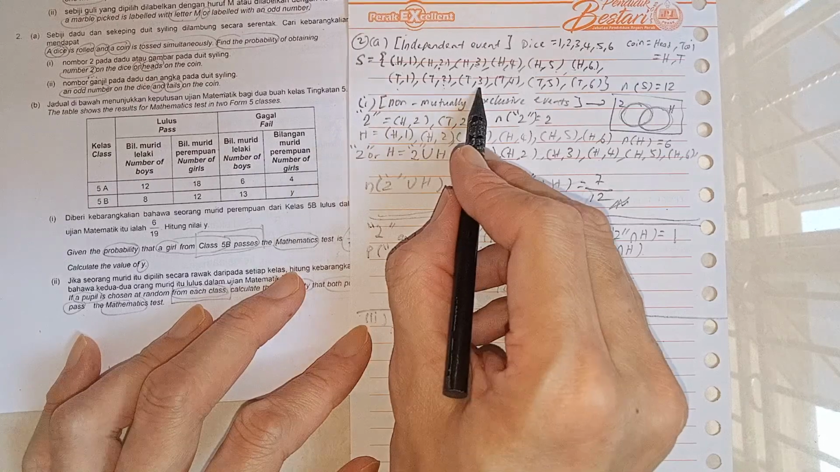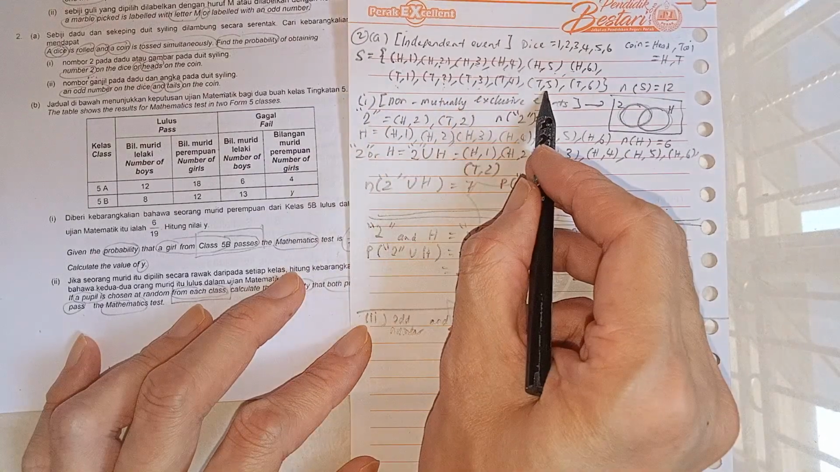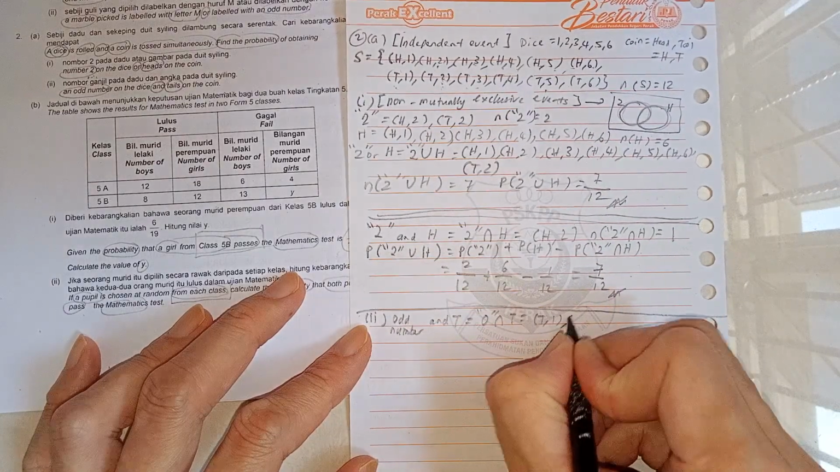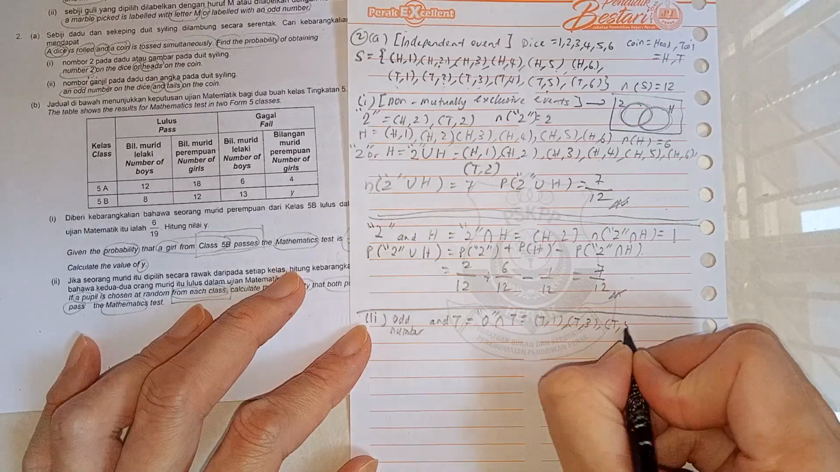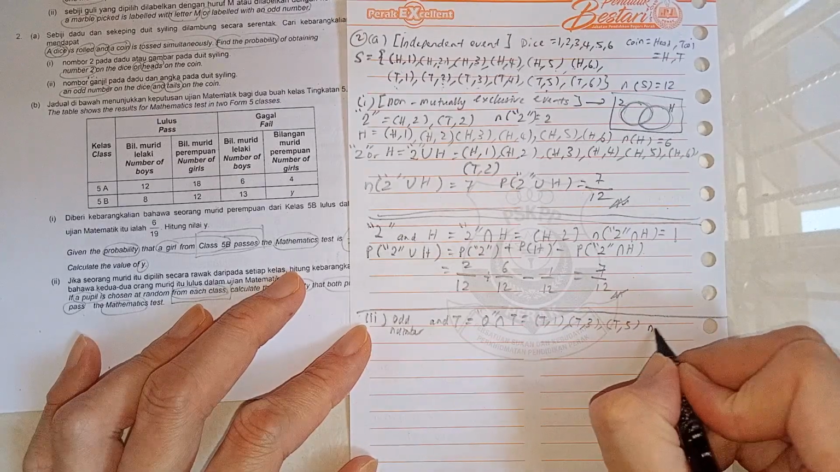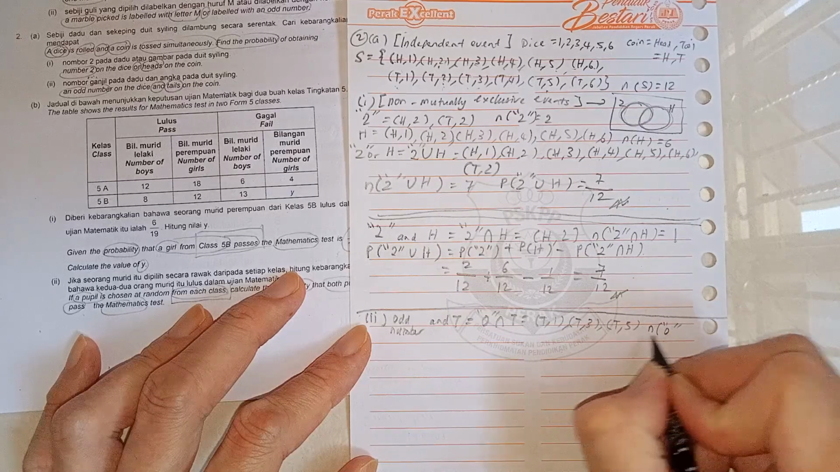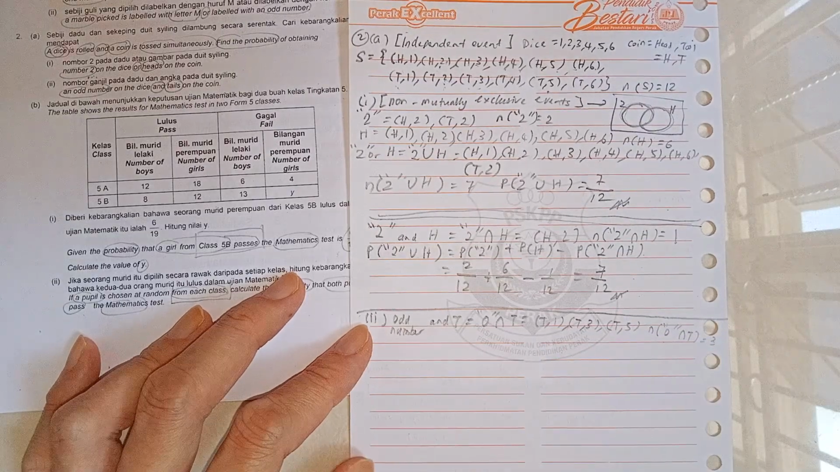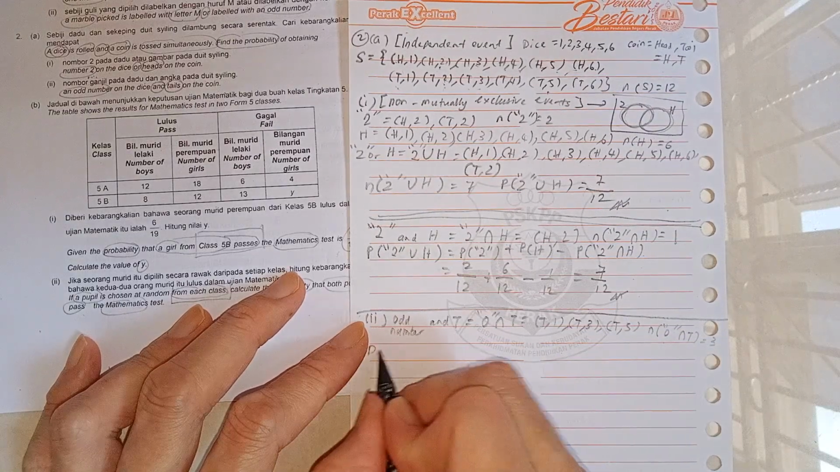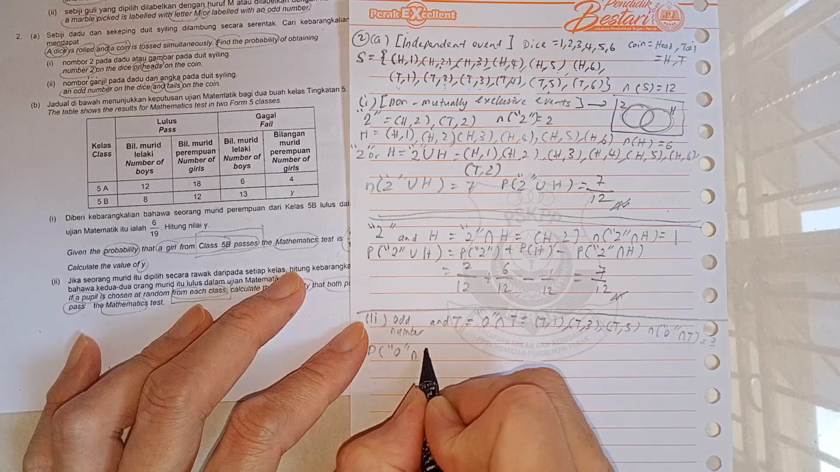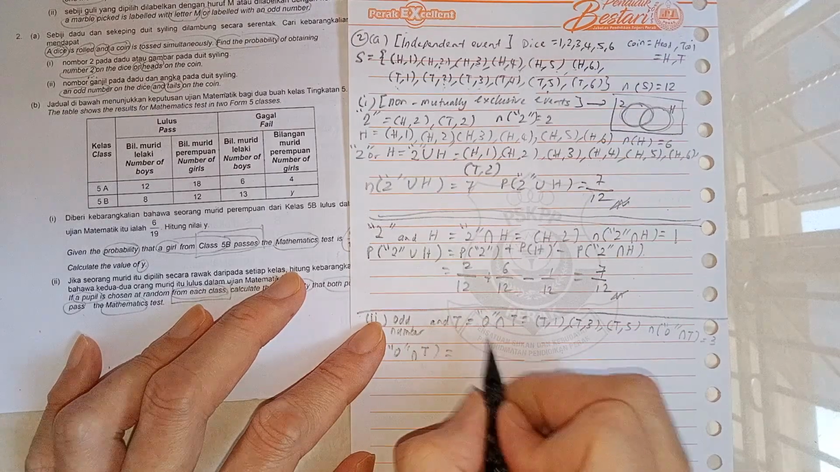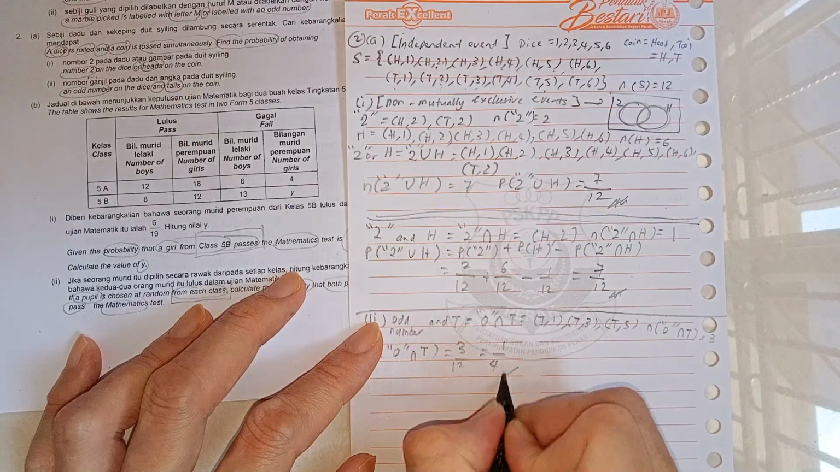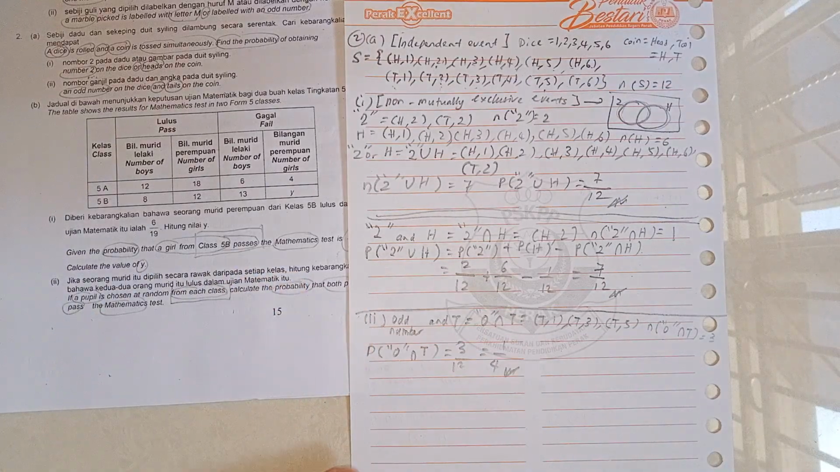Odd number 1, 3, 5, got 3. Tail 1, tail 3, tail 5. So the number of elements of odd and tail is 3. Okay, so the probability of odd number and T is 3 out of 12. So simplify, 1 over 4. Okay, so there's another second method.